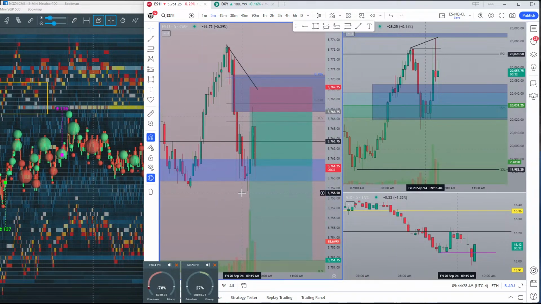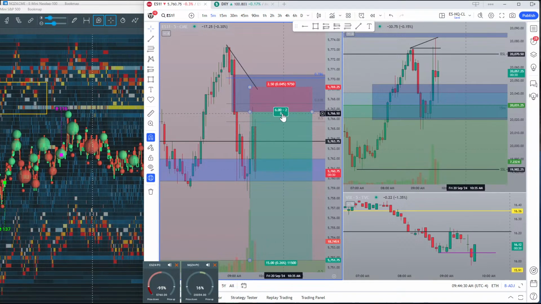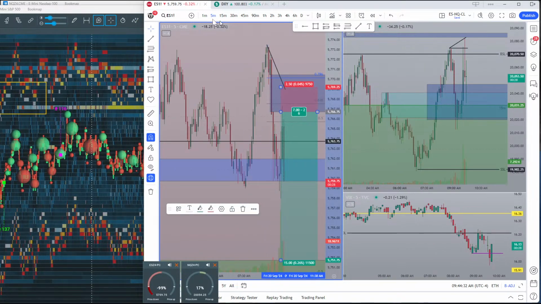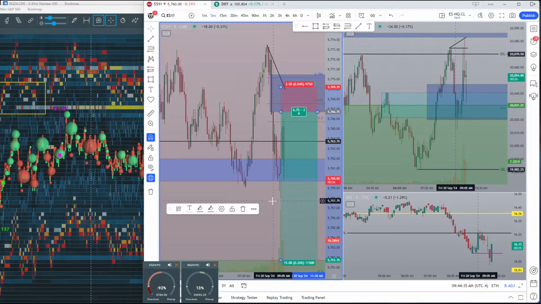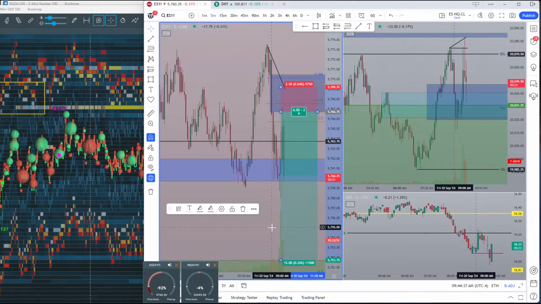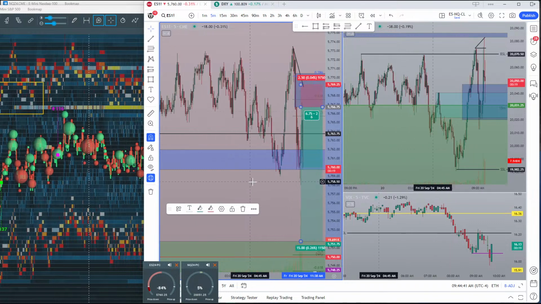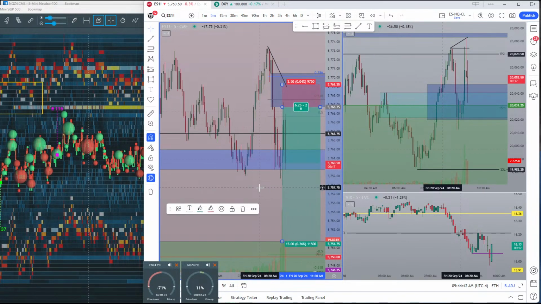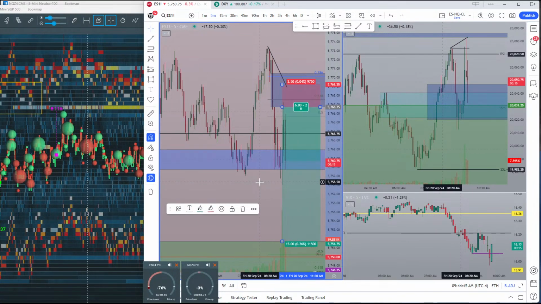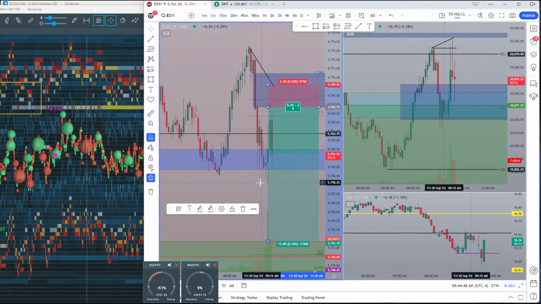I'm still waiting for an entry on ES shorts, guys. We were looking for this ES short right here. We didn't market order in, so we did not take this trade. But looking, that would have been 15 points on ES with a 2.5 stop loss, 6-1 risk to reward. We're going to be a bit patient right now. See if we want to pull back for an entry.